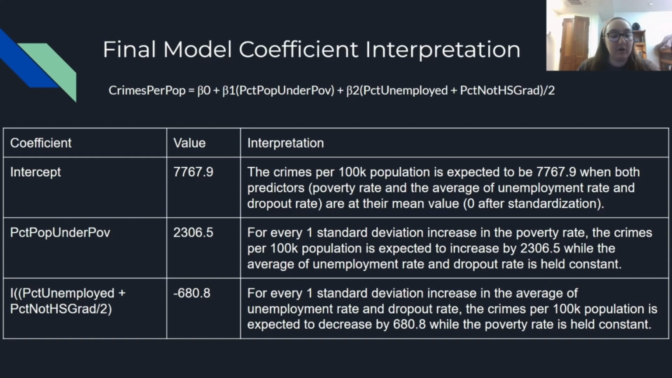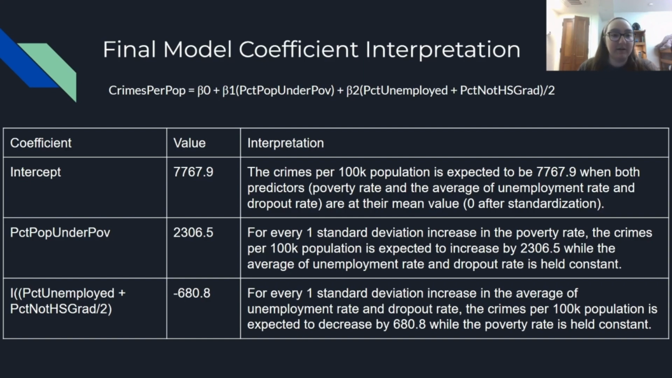So for our second coefficient, we have the percent population under poverty, and this is going to be our beta 1. We have 2,306.5, and this means that for every one standard deviation, it turns into one standard deviation instead of 1% after the standardization. So for every one standard deviation increase in the poverty rate, the crimes per 100K population is expected to increase by 2,306.5, while the average of the unemployment rate and the dropout rate are held constant.